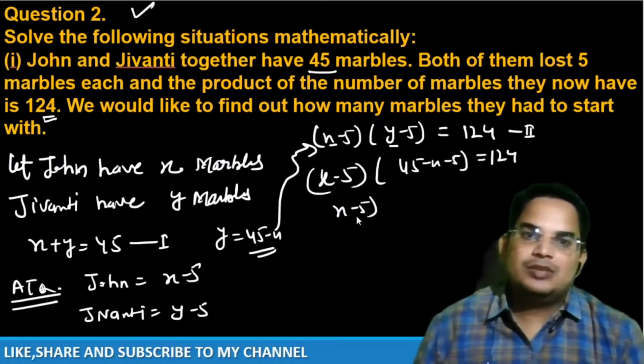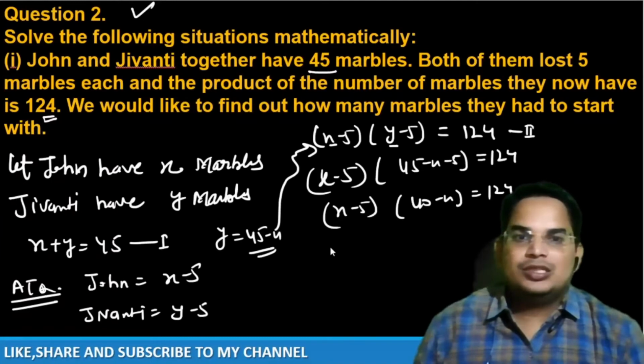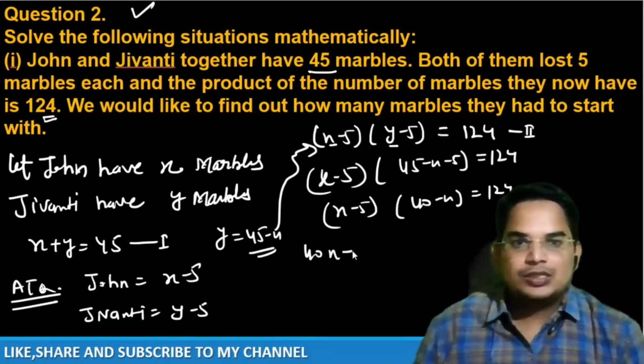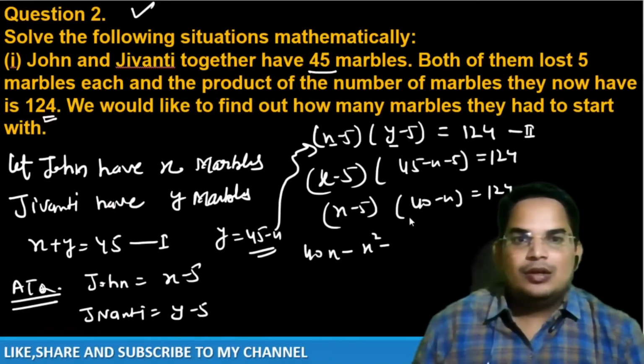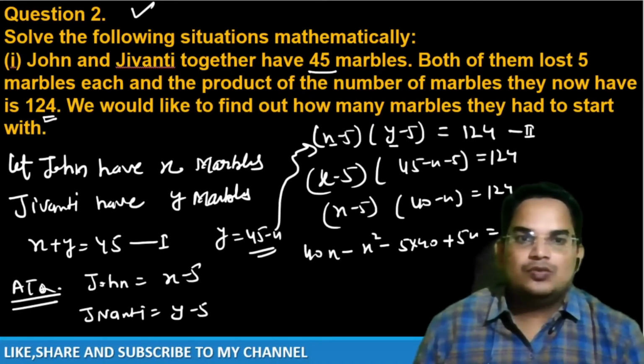So this is the x minus 5. After this, 45 minus 5, it become 40 minus x is equal to 124. So you can say, after multiplication, 40 into x minus x square, 5 into 40 minus plus 5 into x is equal to 124.